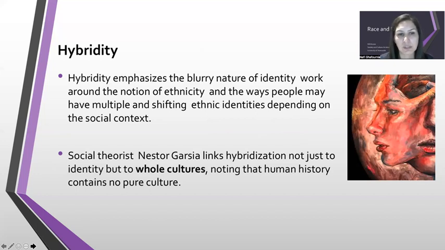And social theorist Nestor Garcia links hybridization not just to identity, but to the whole culture, noting that human history contains no pure culture. So again, it's the discussion about no pure culture, no pure races, and their interconnectedness. And especially in the globalized world, we are getting more and more interconnected.